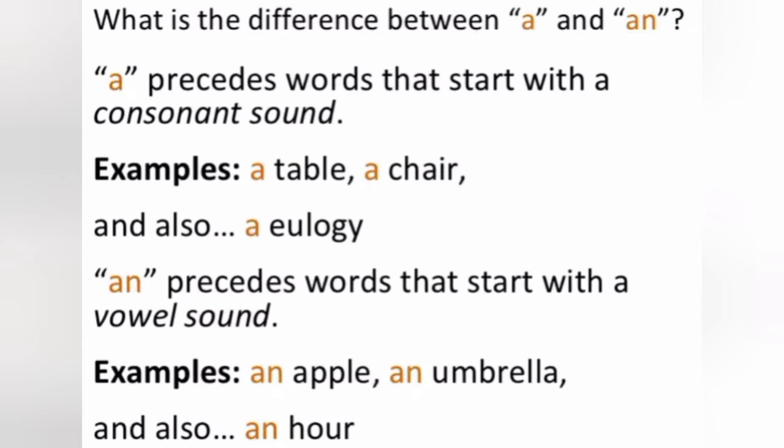So let's understand what is the difference between a and an. A precedes a word that starts with a consonant sound. For example, a table, a chair. Now understand an. An precedes a word that starts with a vowel sound. For example, an apple, an umbrella, and also an R. I think all of you have got it.